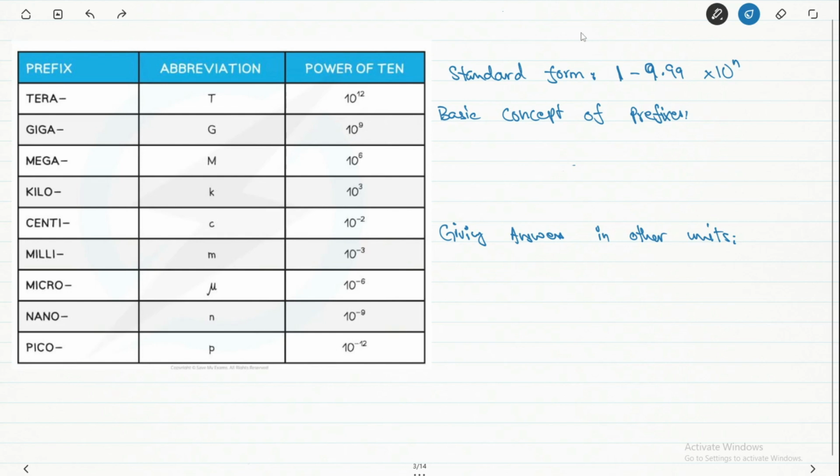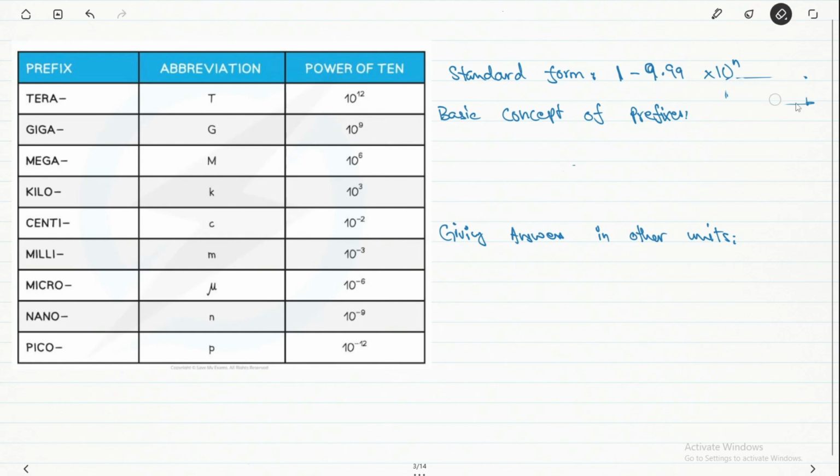So for example, if I write 0.35 multiplied by 10 power 3, this is not a standard form, right? But if I write the same thing like this, now this is a standard form, right? Because there is only one figure ahead of the decimal point, and there's a power of 10.